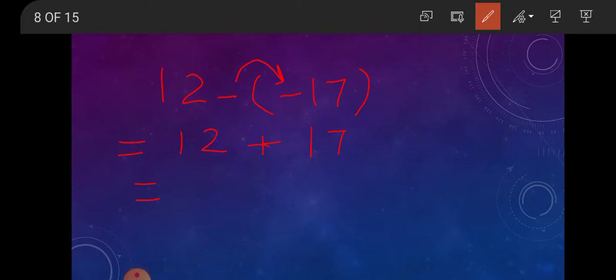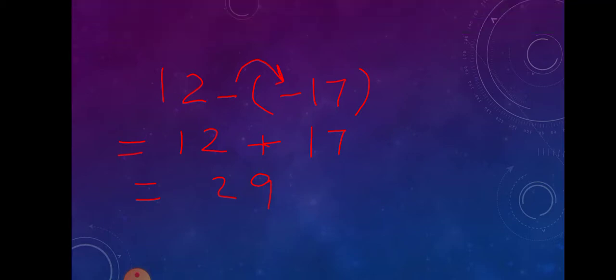Now it's very easy to add these two numbers. 12 plus 17, this will add up to 29. So this is how we have simplified this numerical expression. Hope you got these concepts.